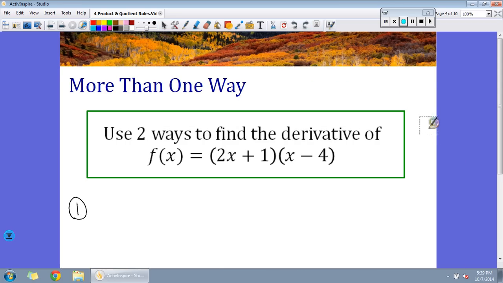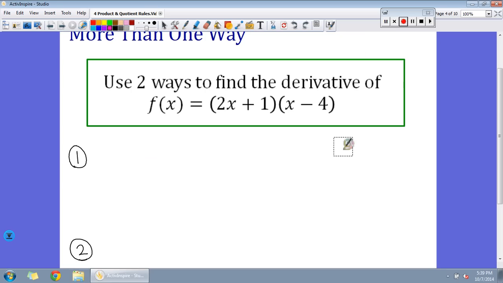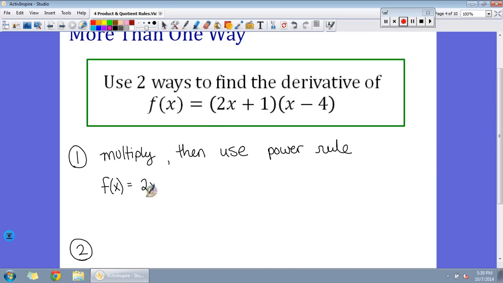Here's one of the problems you should do on your more than one way worksheet. For the first way, we're going to multiply, then use the power rule to take the derivative. So when you multiply 2x times x, you're going to get 2x squared. 2x times negative 4 is negative 8x. 1 times x is x, and 1 times negative 4 is negative 4. You combine like terms, you get 2x squared minus 7x minus 4.